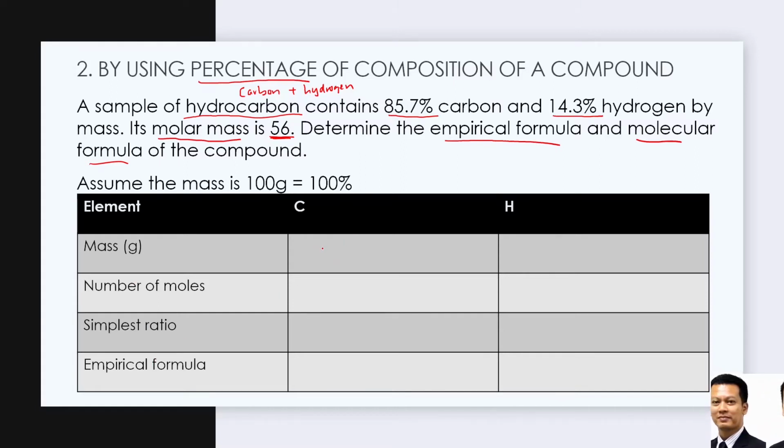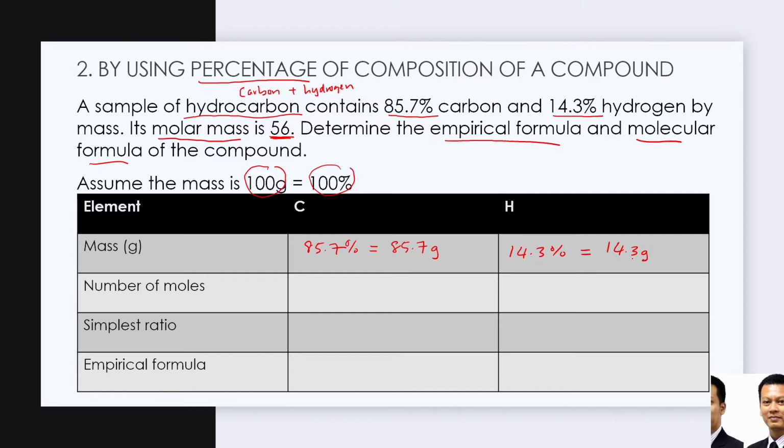So for carbon, what is the mass? We don't know. But what we know is if 100 gram equals 100%, then 85.7%, logically, is 85.7 gram. Right? Because 100 gram is 100%, 85.7% must be 85.7 gram. And the same thing for this one: 14.3% is also equal to 14.3 gram, because you assume 100 gram is equal to 100%. Okay, so we get the idea now.